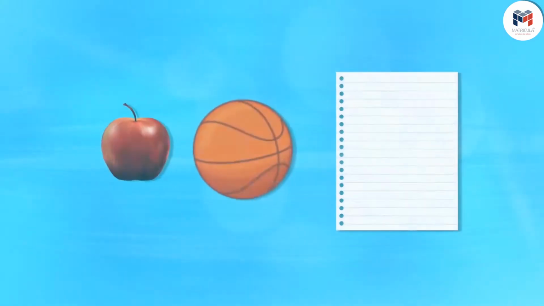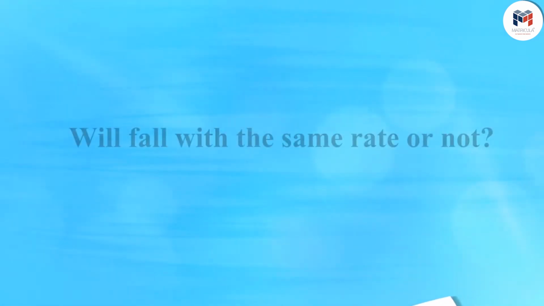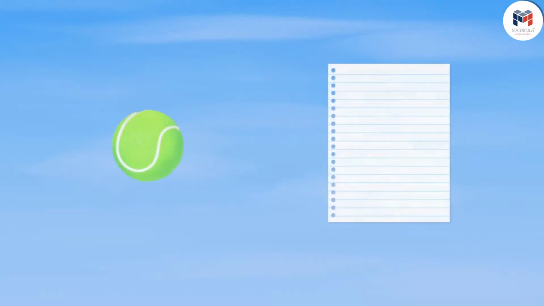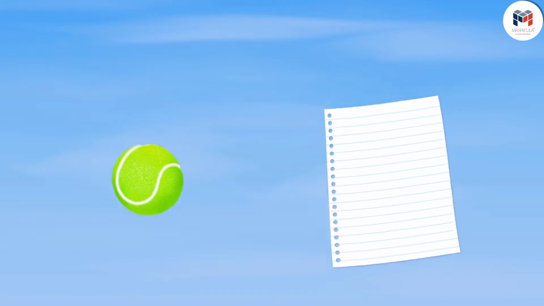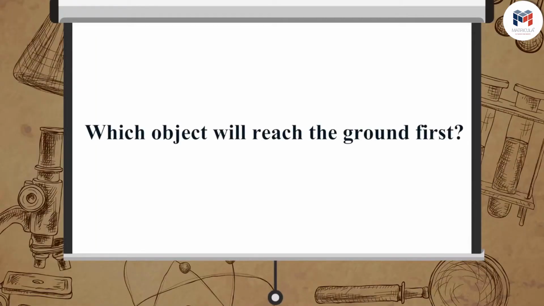Now, let us perform one more activity to understand whether all objects, hollow or solid, small or big, when allowed to fall from the same height, will fall with the same rate or not. Take a sheet of paper and a small ball. Drop both the things at the same time from the first floor of a building. What do you think? Which object will reach the ground first? We notice that the ball reaches the ground first and then the paper.